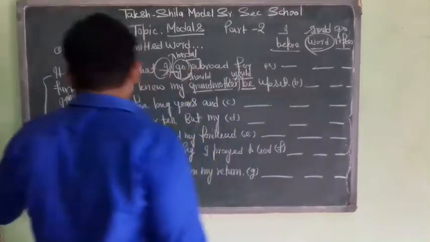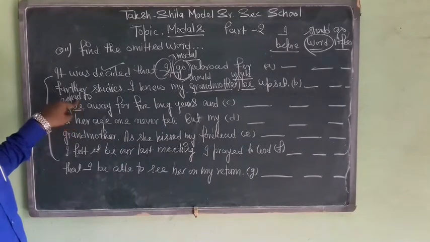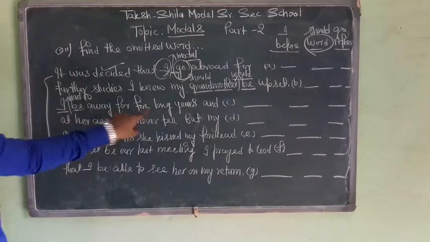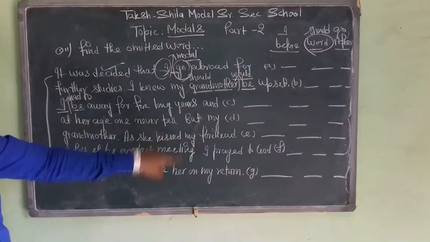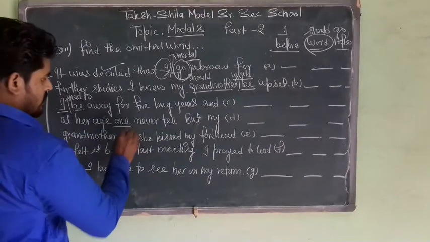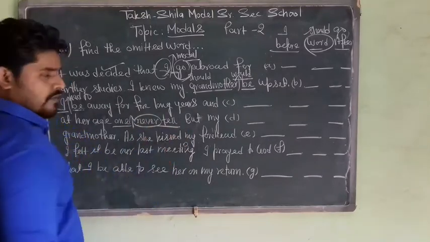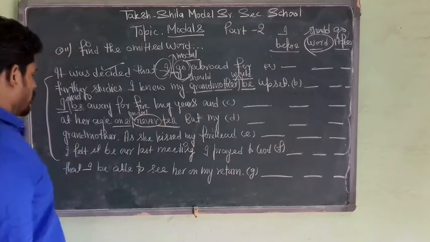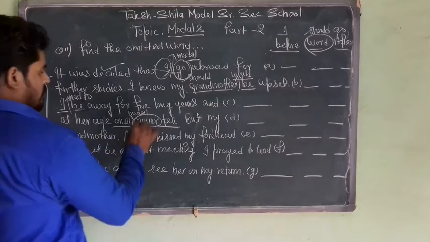So here the before word is I, after word is be, and the actual modal that is to be used is had to. So I had to be away for 5 long years, and at her age one never tell. So one is the subject, tell is the verb, and this is the adverb of time, so we should use here a modal word. And now just make up your mind to find out the right answer. At her age one could never tell. Could will be the right answer.